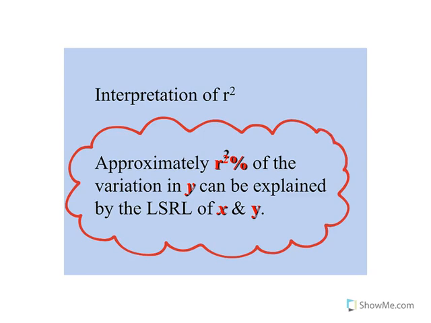So your job in interpreting R squared is understanding that approximately R squared percent of the variation in Y can be explained by the linear relationship, or the least squares regression line, between X and Y. And certainly, we're always going to use the context of the problem. Now, when you do a least squares regression line, not only does your calculator give you your y hat equation, it automatically will calculate r and r squared for you.